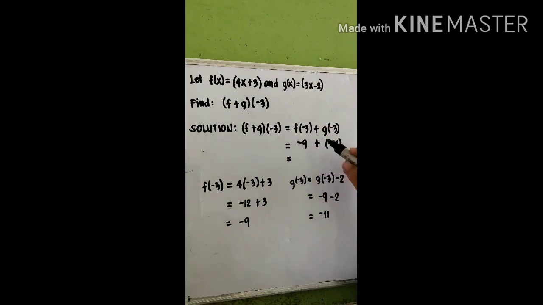Okay, so adding the two, negative 9 and negative 11, we have the answer, which is negative 20. That's it.